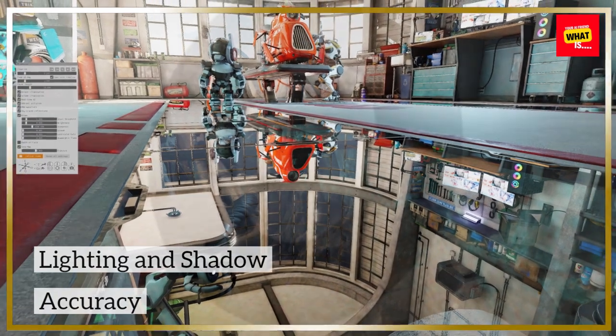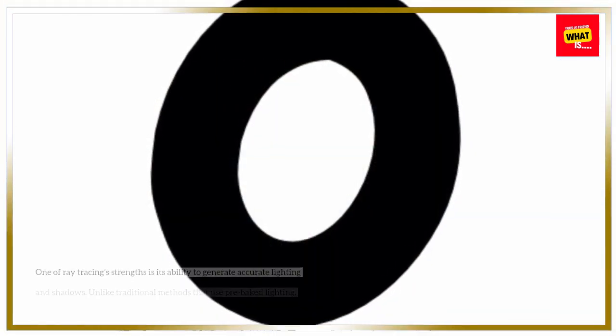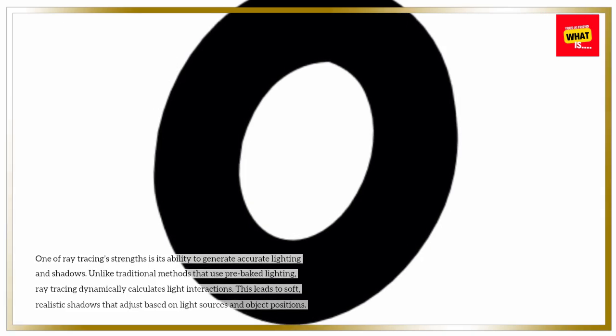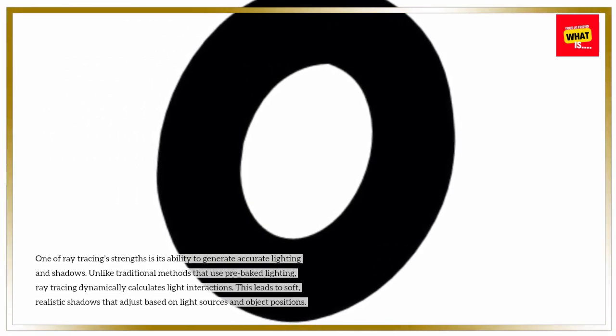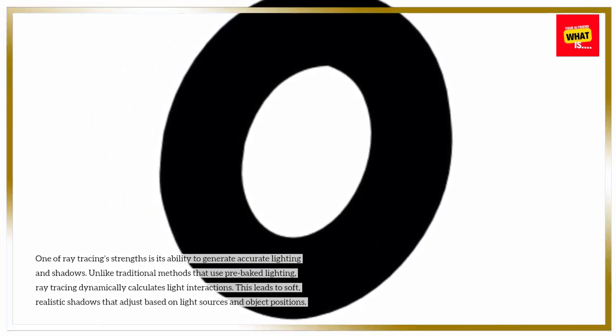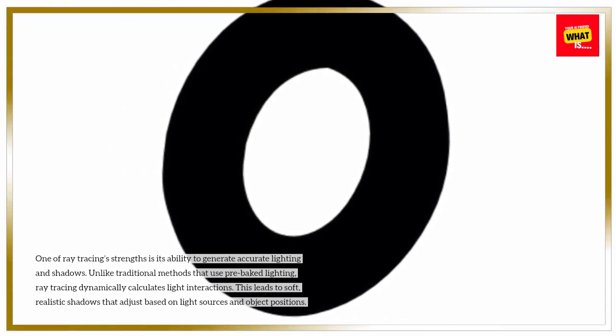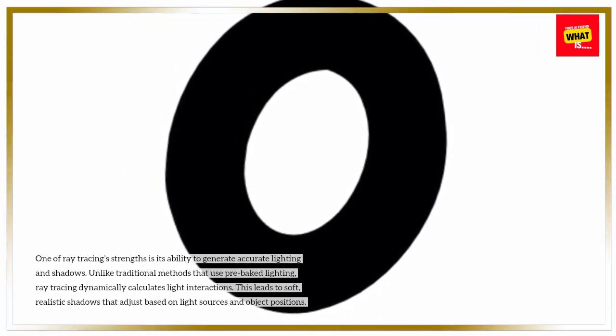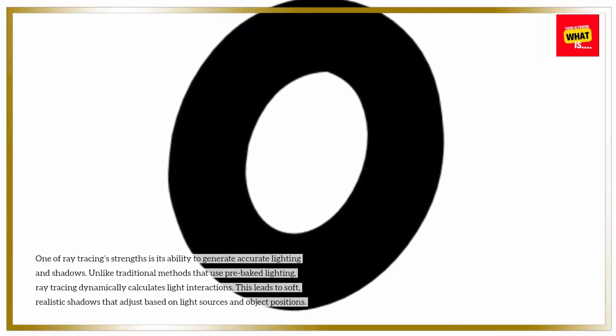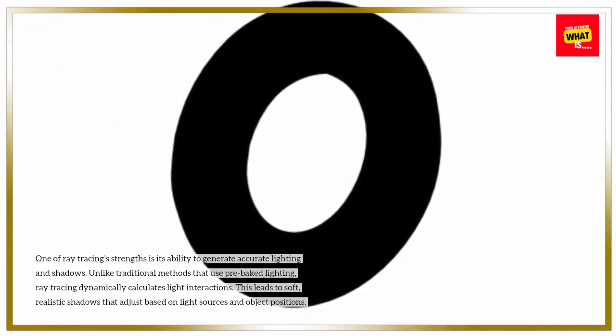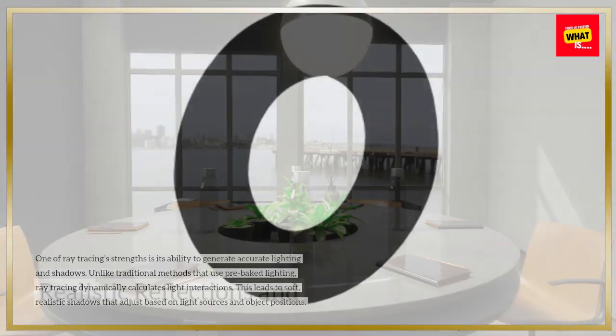Lighting and shadow accuracy. One of ray tracing's strengths is its ability to generate accurate lighting and shadows. Unlike traditional methods that use pre-baked lighting, ray tracing dynamically calculates light interactions. This leads to soft, realistic shadows that adjust based on light sources and object positions.